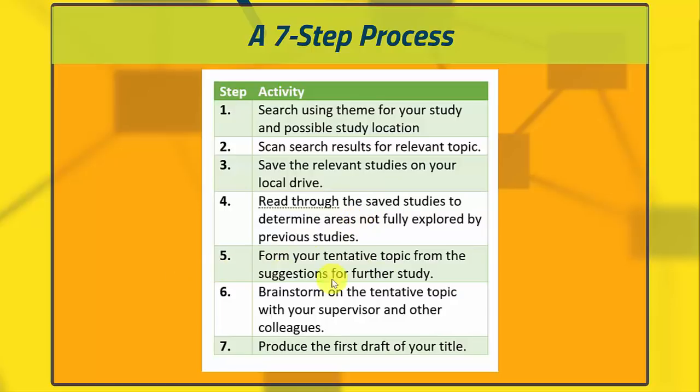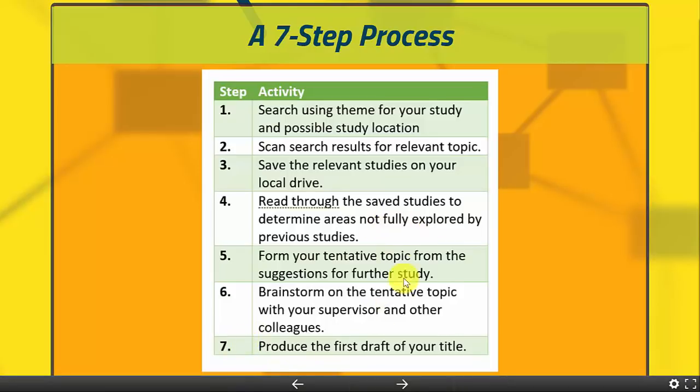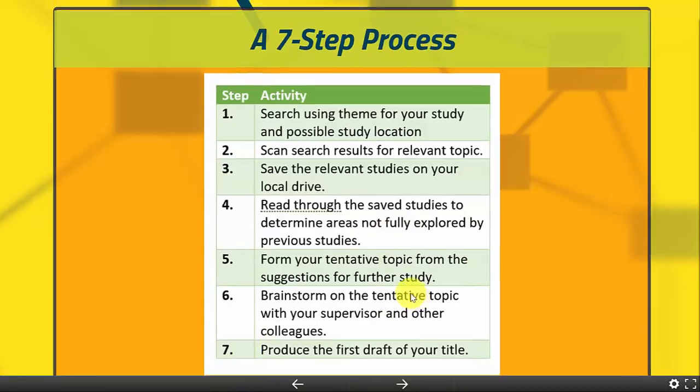Then you begin to form your topic in a tentative manner from the suggestions for further study that the scholars that have worked before you have indicated. Then when you've got this tentative topic, number 6 is for you to brainstorm on the tentative topic with your supervisor. You see your supervisor and you discuss with him or her and other colleagues. And number 7 is to produce the first draft of your title.